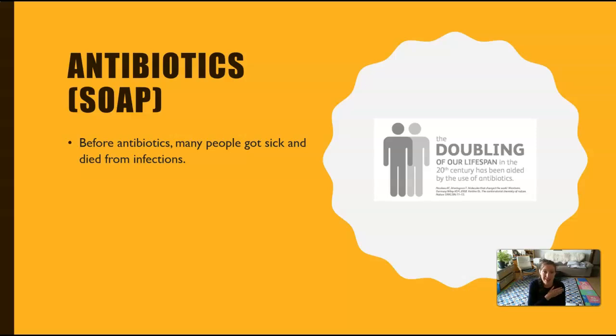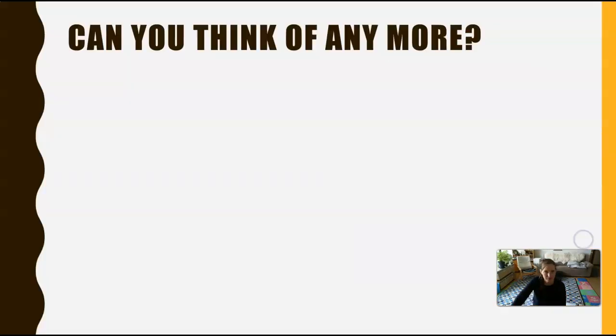Before antibiotics, you could only live to 40 years. Most people died around 40 years old. And now we have 2 times the life. So antibiotics made the world very different because there are a lot more people and we have older people. Can you think of any more?